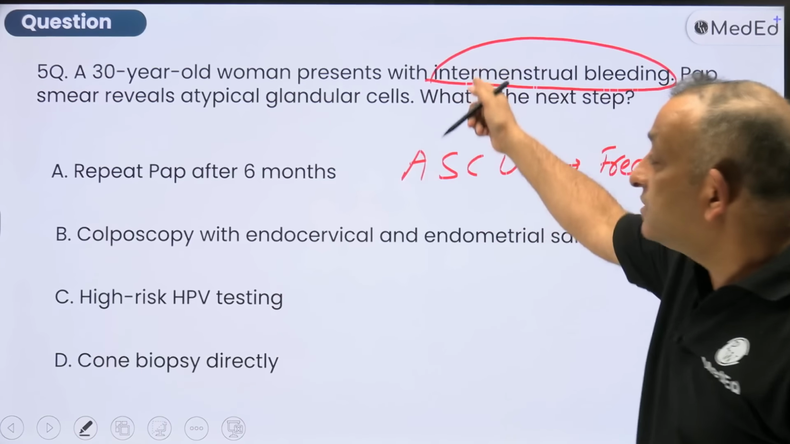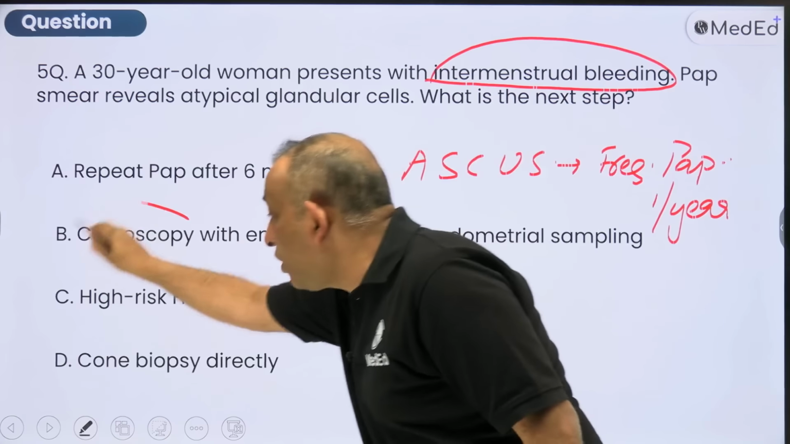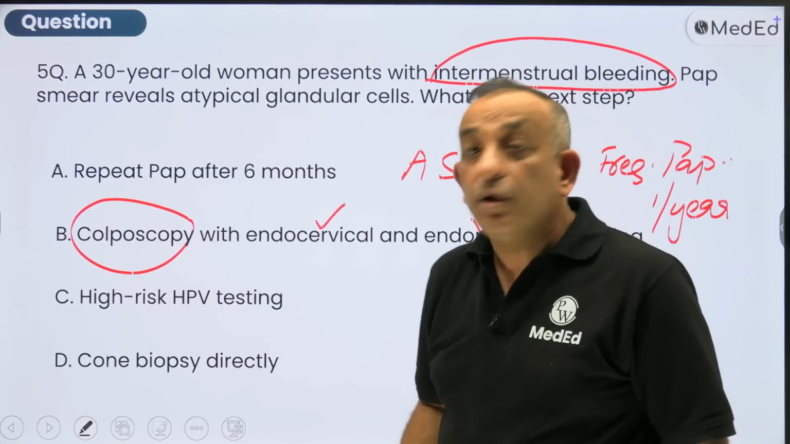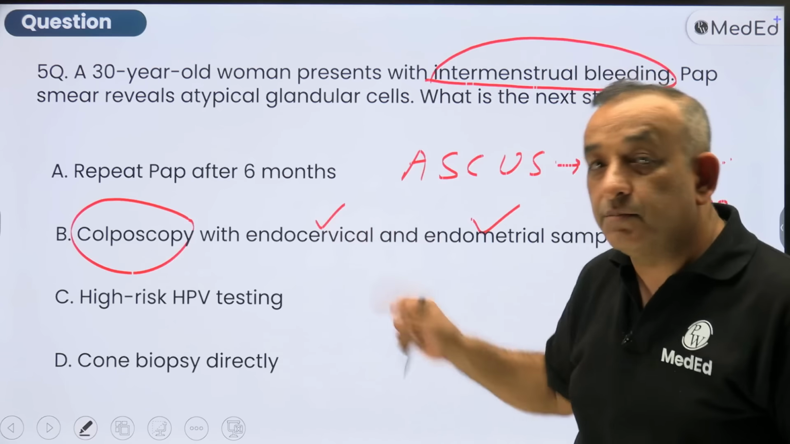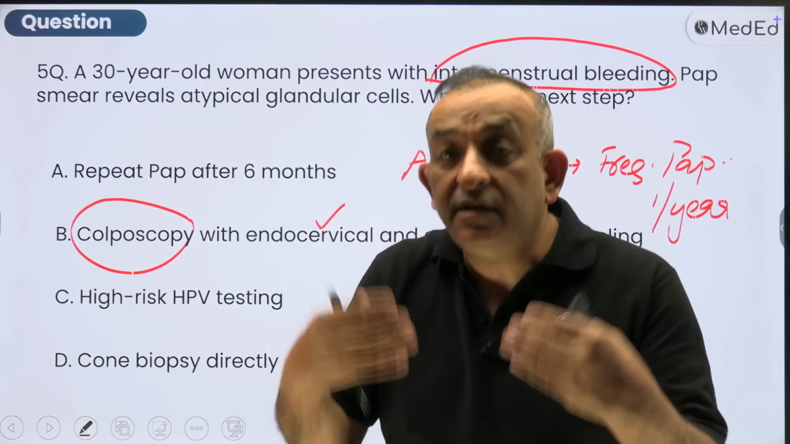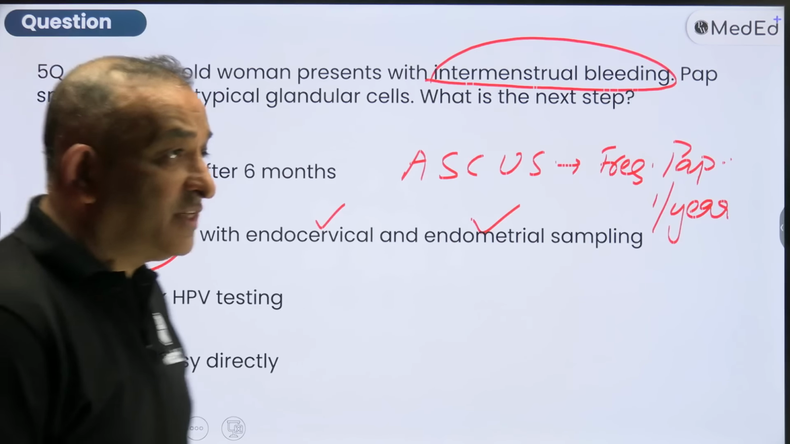Similarly, if the patient is symptomatic with atypical glandular cells, you will have to do a colposcopy with endocervical and endometrial sampling. No half measures. All right, you will definitely not rely only on a pap smear because she's symptomatic. Once she gets symptomatic, you will anyway have to do a better test, and that is a colposcopic biopsy. Right, guys? So you got this one also right, I'm sure.